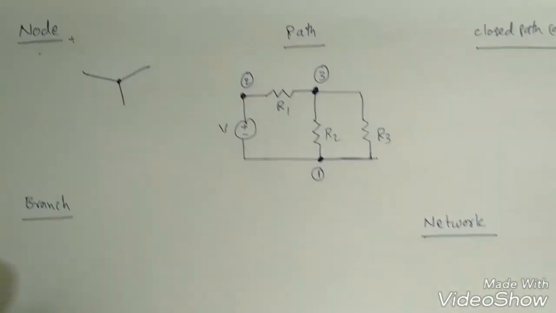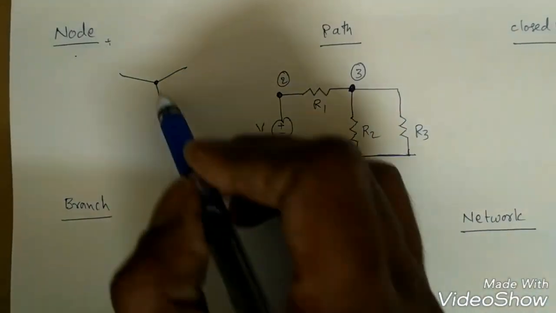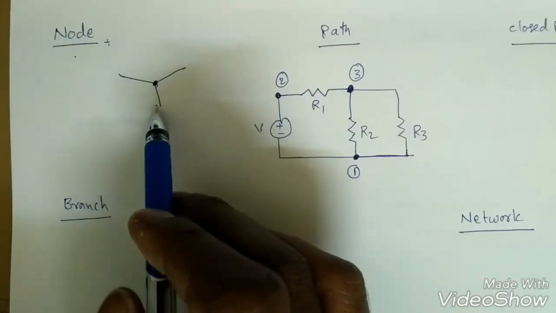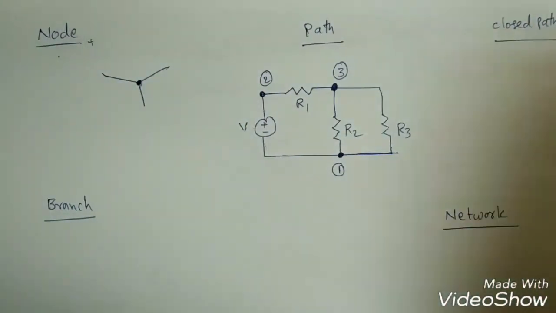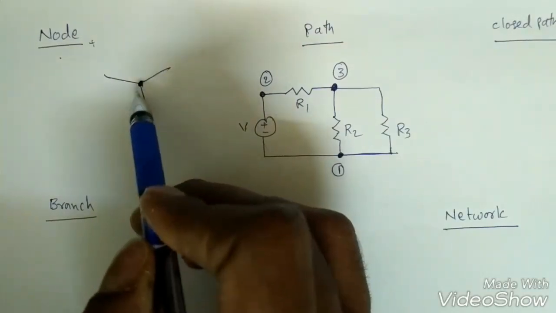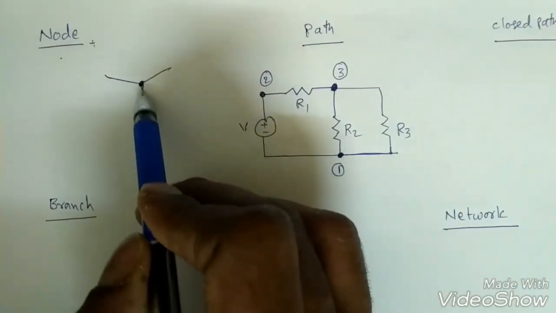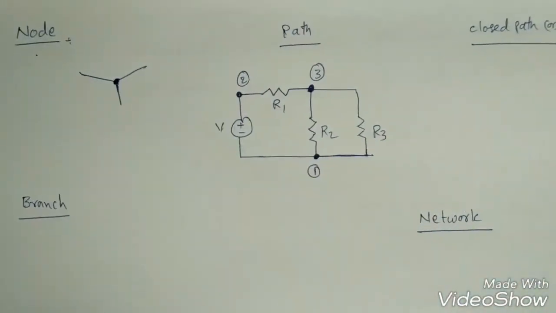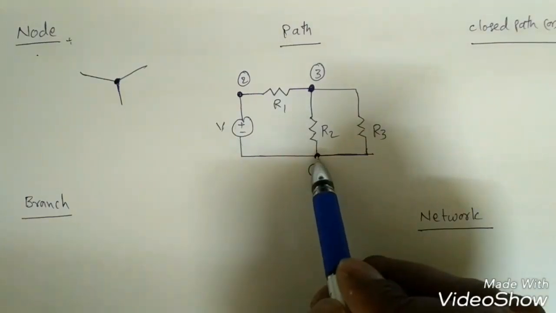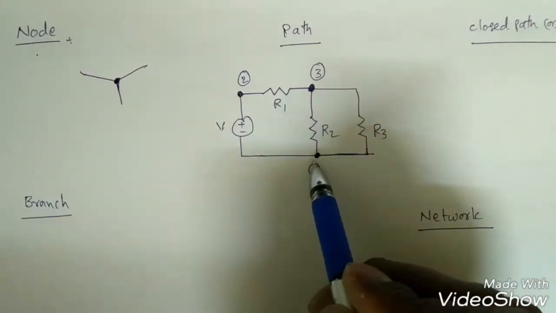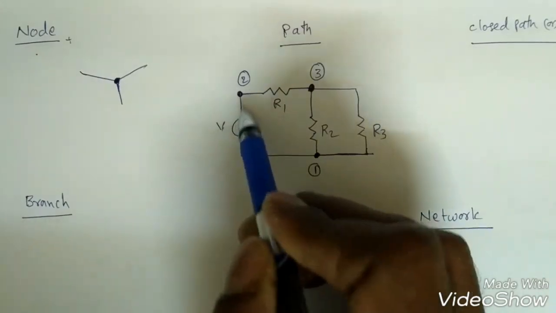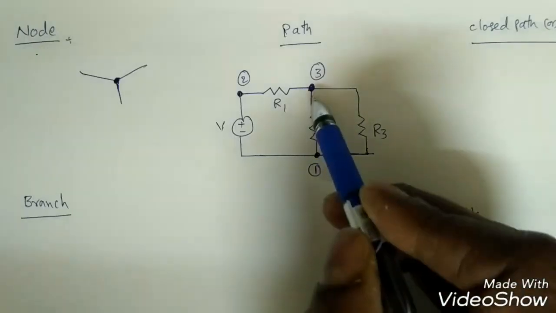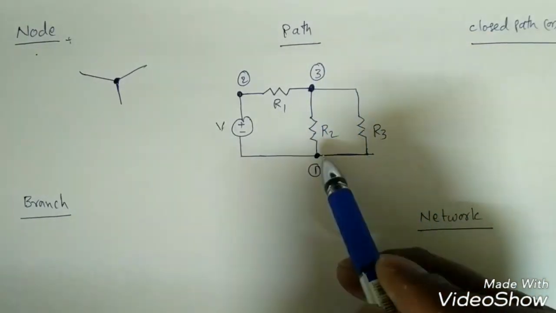If I say node, it is a point where one or two or more branches or elements are connected, so that is called a node. At least two branches should be there, and more than two is also possible. So this is a node, right? Now what is a path? Suppose I start from this node, this node should not repeat; suppose I move from here to 2, this is generally called a path, right? And from 3 to 1, if this is one path, similarly this is one more path, right?